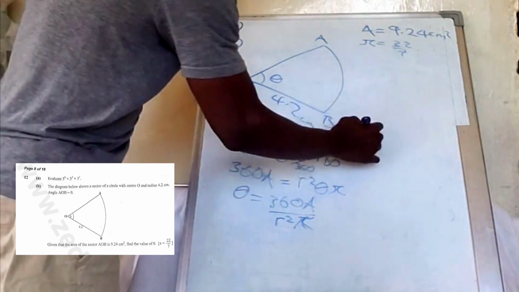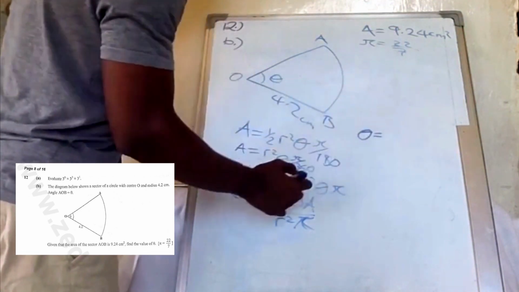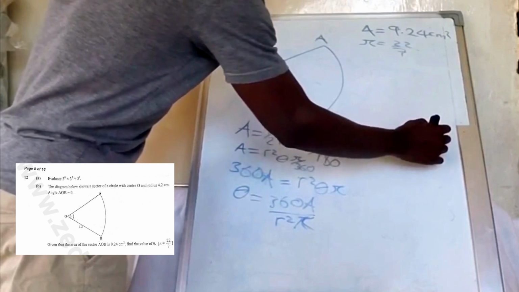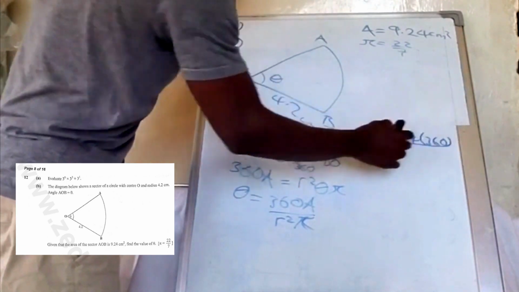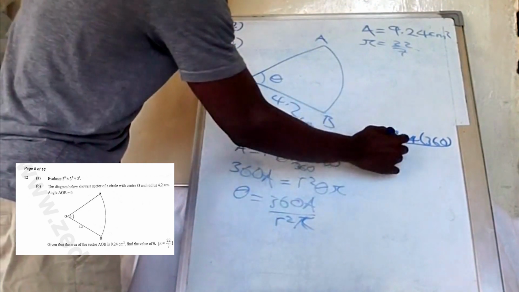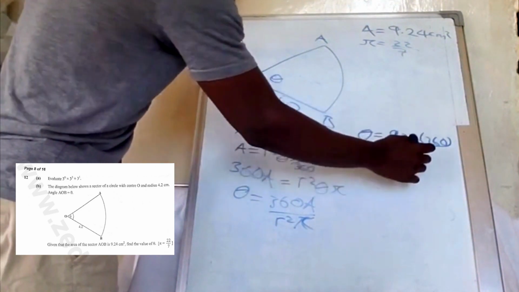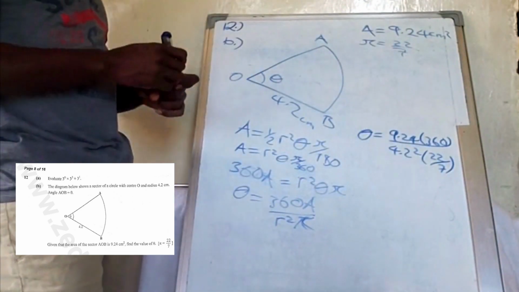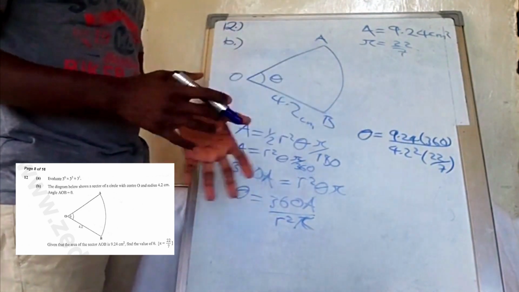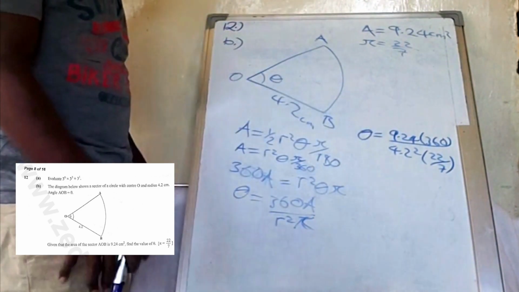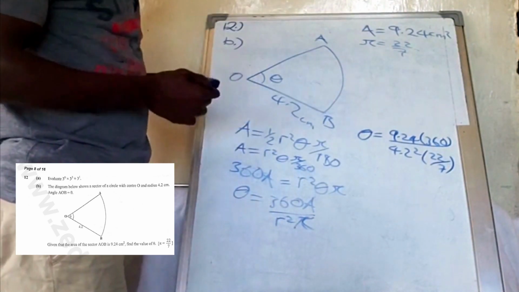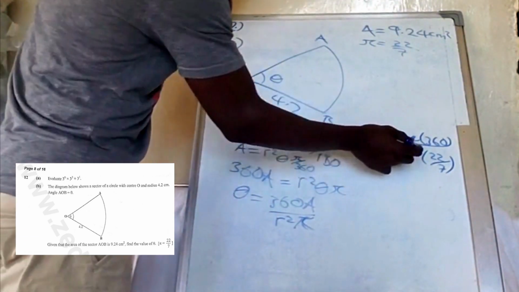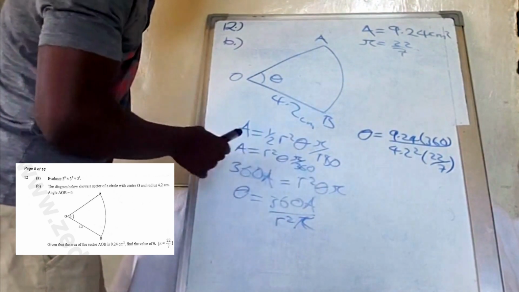So we can start replacing. We're going to have theta equals, what is our area? Our area is 9.24 multiplied by 360, divided by, what is our r? Our radius is 4.2 squared multiplied by 22 over 7. Okay, so this is paper 1. You're not allowed to use the calculator. We have to do all this work using our minds, using our heads.